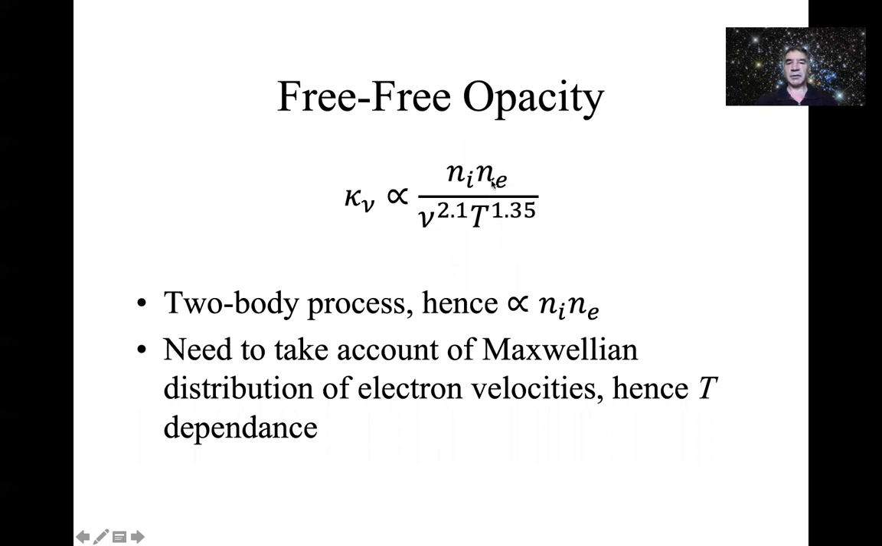And obviously the number density of the electrons again here. So again, it's a two-body process, so it's proportional to the number density of both. If you have more of either, you're going to get more opacity. So that's fairly obvious. The fact that there is a temperature dependence here is because of what I just mentioned: you need to take into account the speed of the electrons. And so that means you've got to integrate over the whole Maxwellian distribution of electron velocities at a given temperature. The temperature will determine the Maxwellian distribution of velocities, and so therefore there's clearly going to be a temperature dependence.